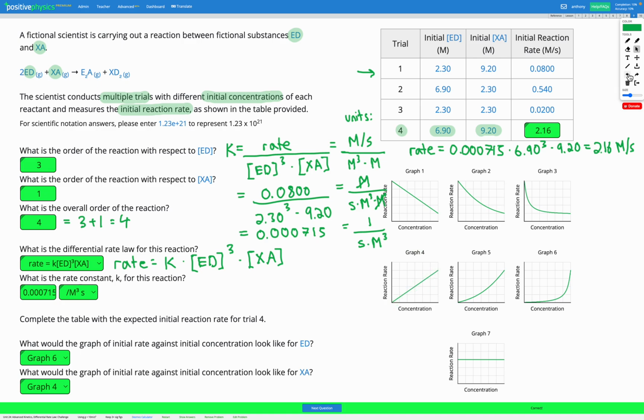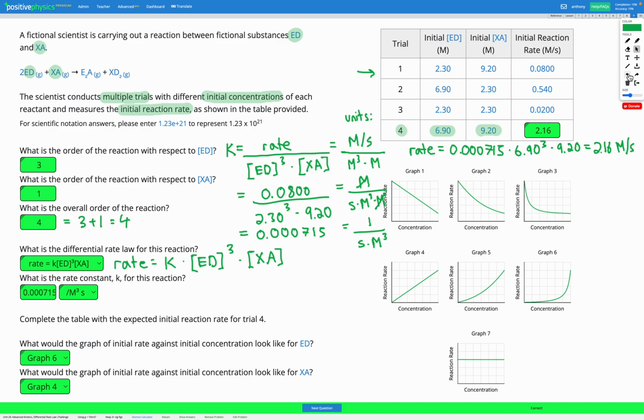So as you can see, this question brings together everything from our previous skills so far. So firstly, we're using the table and the ratios method to figure out the order for the reaction with respect to each of our reactants. We're using that to find our differential rate law. We're plugging in some numbers from our table to figure out our rate constant and unit.